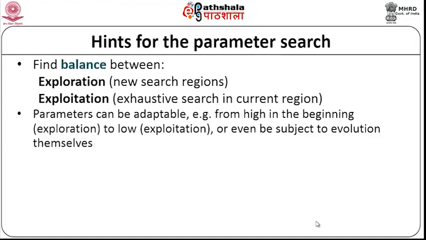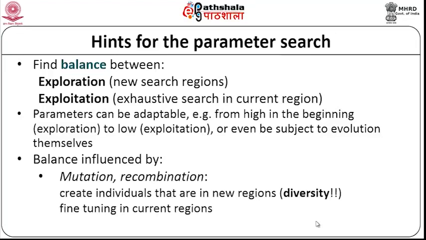And parameters can be adaptive. Example, from high in the beginning in exploration to low, that is exploiting, or even can be subject to evolution themselves, that is the parameters. So, balance is influenced by mutation and recombination. Create individuals that are in the new regions, that is diversify, and fine tune in the current region. So, the mutation and recombination is actually helping you to do exploration or exploitation.